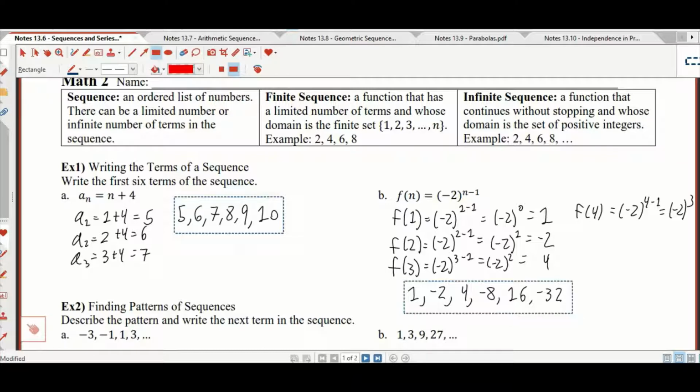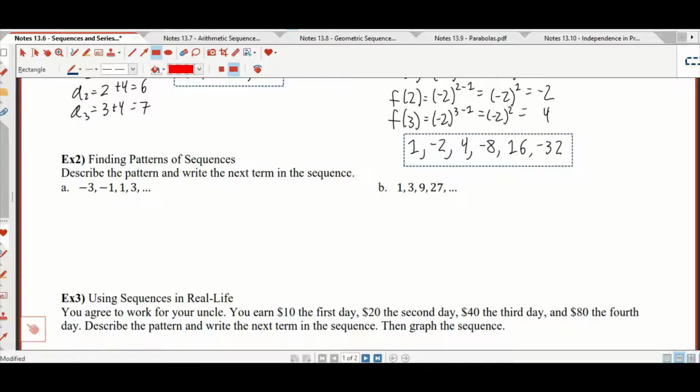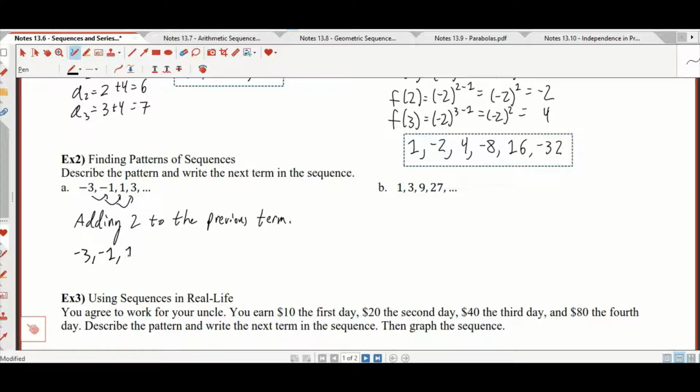Describe the pattern and write the next term. So negative 3, negative 1, 1, 3. What do you think? What am I doing each time to the previous term? Yeah, I'm just adding 2. So adding 2 to the previous term. That is, it's going to go negative 3, negative 1, 1, 3, 5. 5 is the next one.